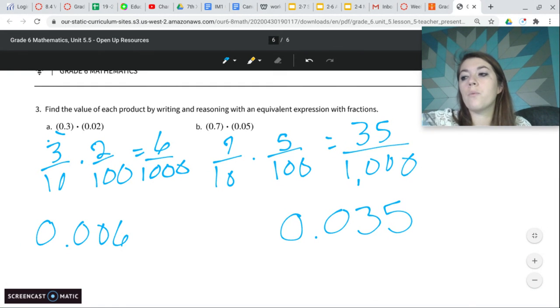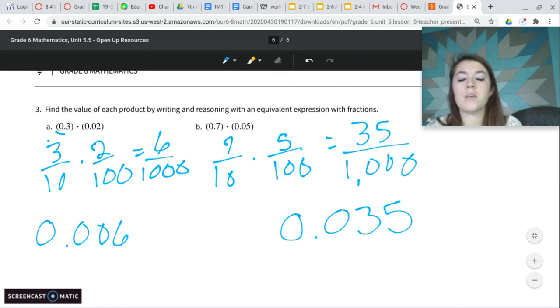So this is how we multiply with decimals. We can take and convert these into fractions and then multiply across the top and across the bottom to put them back into decimal form. Your keyword for this lesson is multiply, because this is all about multiplying, especially with powers of 10 and base of 10. It makes it a little easier. We're just moving the decimal point over.